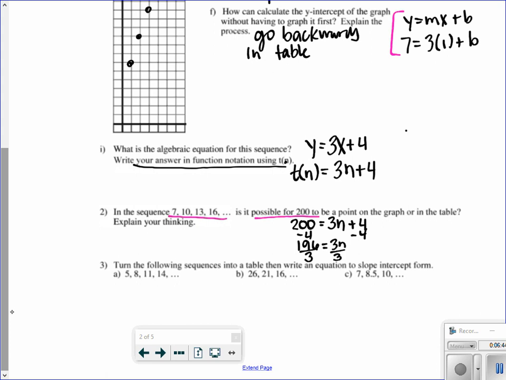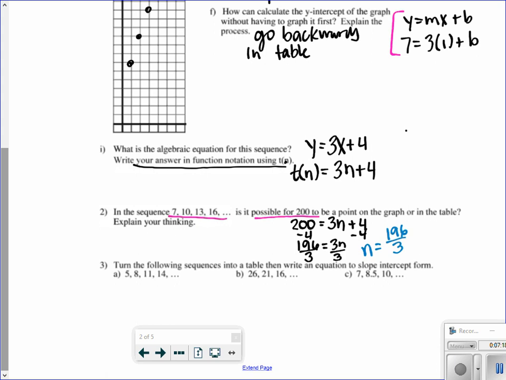Now, does this divide nicely? Is 196 divisible by 3? No. So, we're talking about sequences. Sequences are positions. So, think of these numbers, they're standing in line. 7 is the first thing in line, 10 is the next thing in line, 13, 16. If you're standing in line, are you going to be in the position of 196 over third position? No. If you're standing in line, or if you're in a race, do you finish 3rd and a half place?